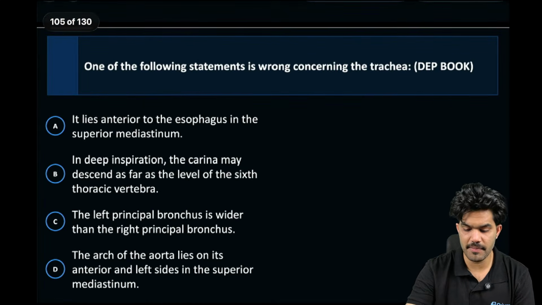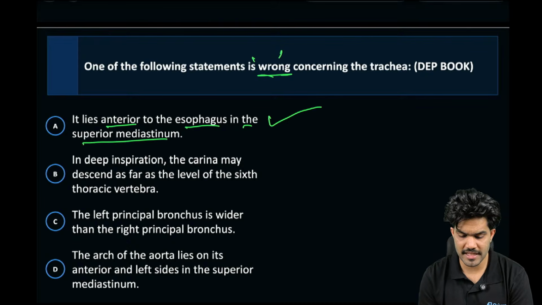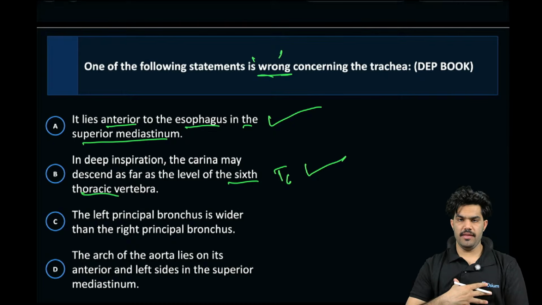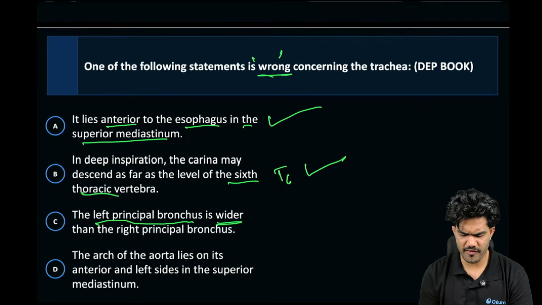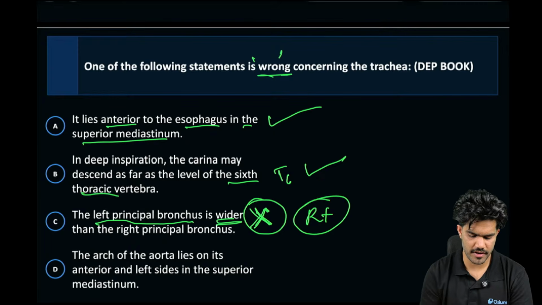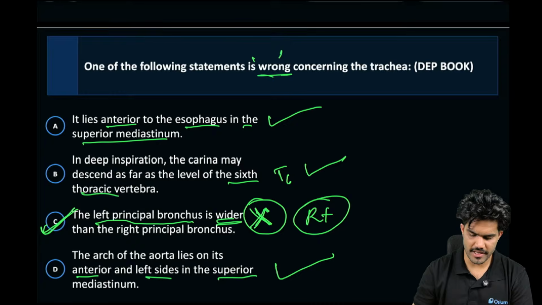One of the following statements is wrong concerning the trachea. Let's see. It lies anterior to the esophagus in the superior mediastinum. Yes, it's correct. In deep inspiration, the carina may descend as far as the level of T6. Yes, this is also correct because while we inspire deeply, the carina is depressed a little bit. The left principal bronchus is wider. See, this is the very wrong answer. We already know which one is wider. Right is wider. C will be the wrong answer. Arch of the aorta lies on its anterior and left side in the superior mediastinum. Yes, it's true. So the wrong answer will be C.